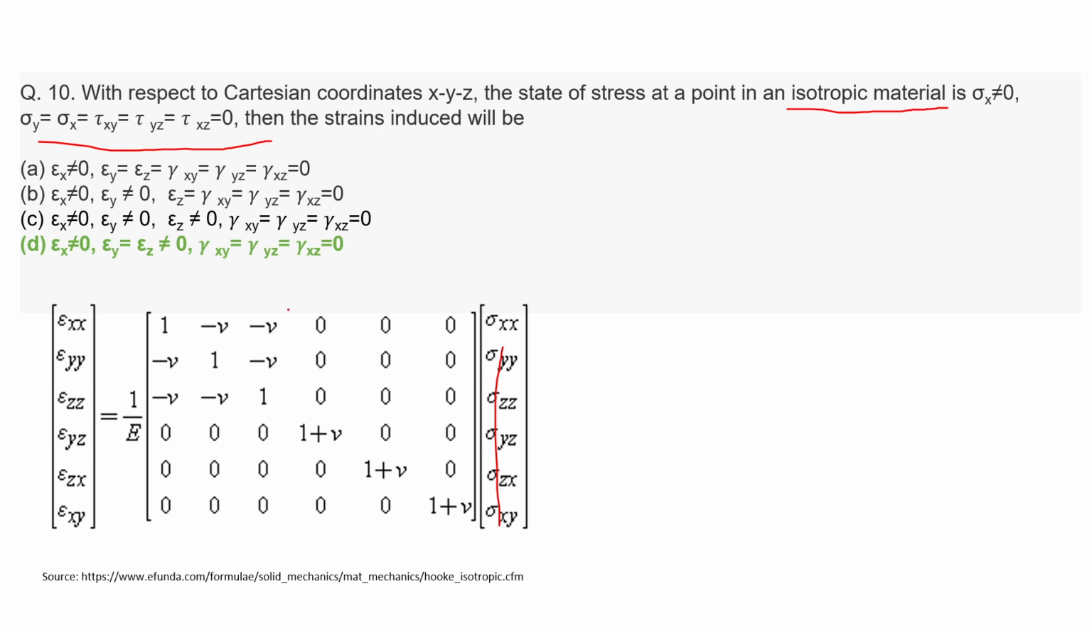Okay, so here again we have to see which strains we can get. This coefficient is non-zero, so we will get the strain in x direction. This is non-zero, we will get the strain in y direction, and this is also non-zero, so we will get the strain in z direction also. But these three are 0, so we will not get any shear strains. All the terms of shear strains will be 0. So our answer will be option D. Here, the strains in x, y, and z direction are non-zero, and the shear strains are all equal to 0.